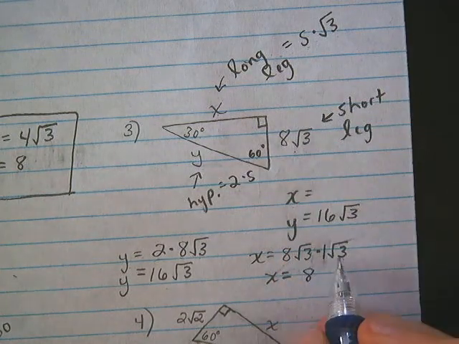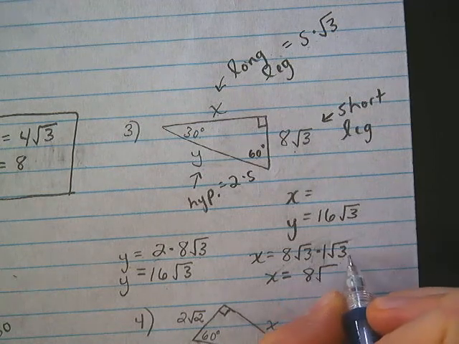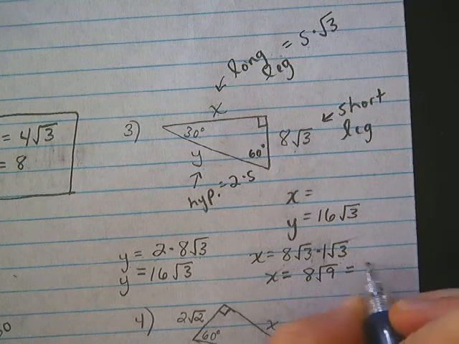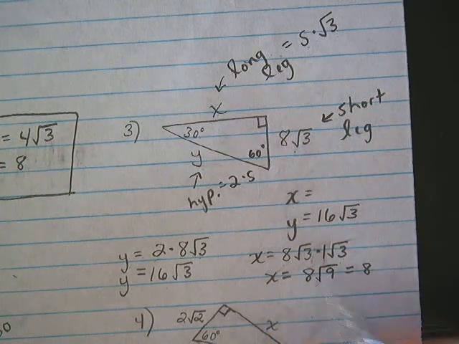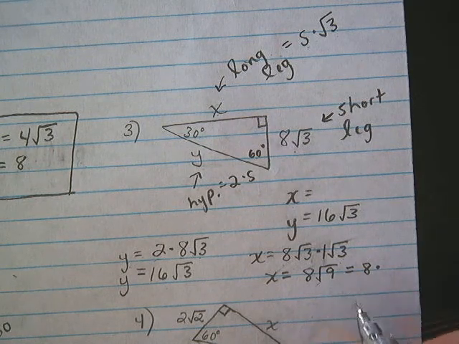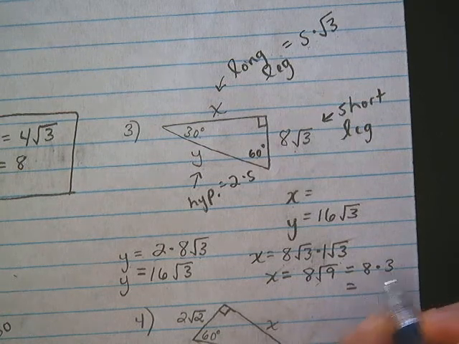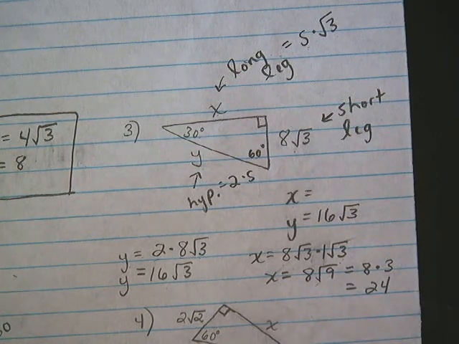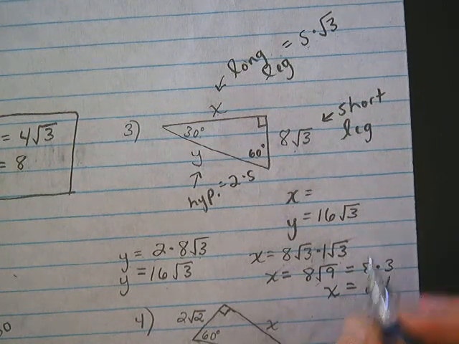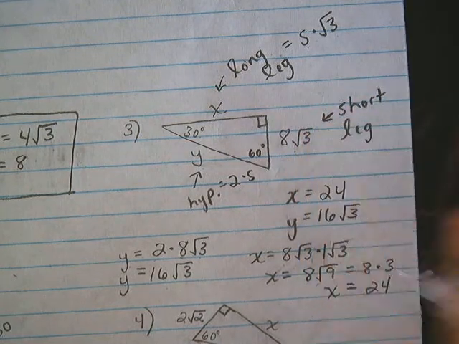All right, so square root of 3 times the square root of 3. You leave it under the radical until you actually take the square root. So 3 times 3 is 9. And then the 8 comes over. And then think about what is the square root of 9. Well, the square root of 9, what number times itself gives you 9? And that would be 3. And then you just take 8 times 3. So 8 times 3 is 24. And so that is what my long leg, which was x, is equal to. So x is equal to 24.